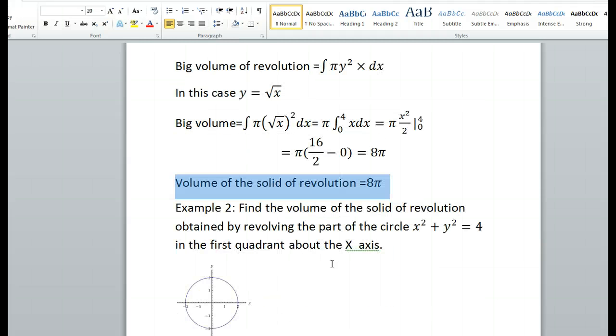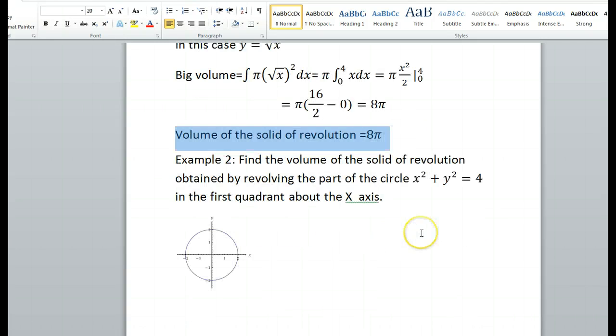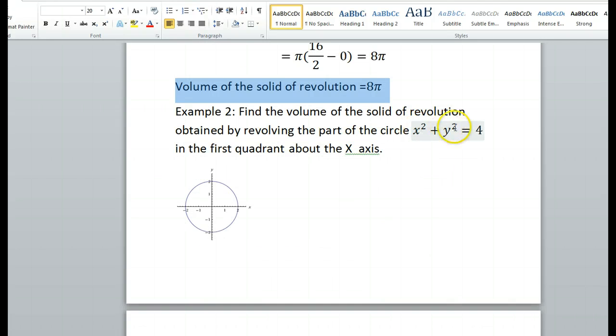Now let's look at another example. This time I want to find the volume of the solid of revolution obtained by revolving the part of the circle x squared plus y squared equals 4 in the first quadrant and the x-axis. So x squared plus y squared equals 4 is a circle. So here is a circle, but we are not concerned about the whole circle. If you revolve the whole circle, you get a sphere, right? So if you just revolve the first quadrant part, then you get a quarter of a sphere.